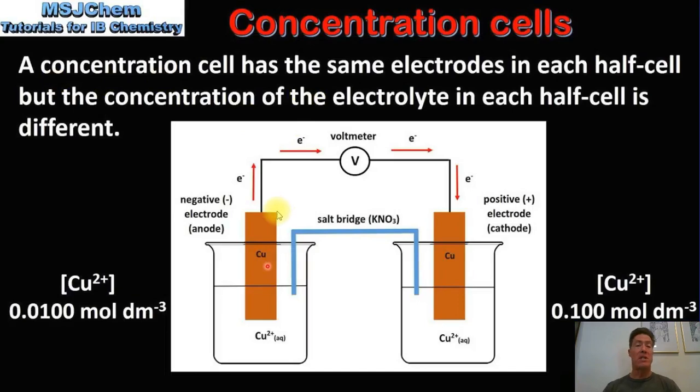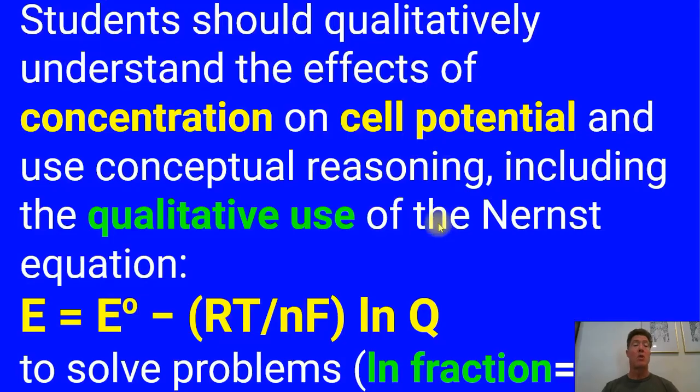So here is a concentration cell. It has the same electrodes in each half cell, but the concentration of the electrolytes is going to be different. Here on the anode side, we're going to have a very, very low concentration of Cu2+. And here we're going to have a much, much higher one. So this is going to be 1/100th of the concentration here. And that concentration difference will cause these electrons to want to flow from the area of low concentration to high concentration, and there will be a positive voltage associated with that.